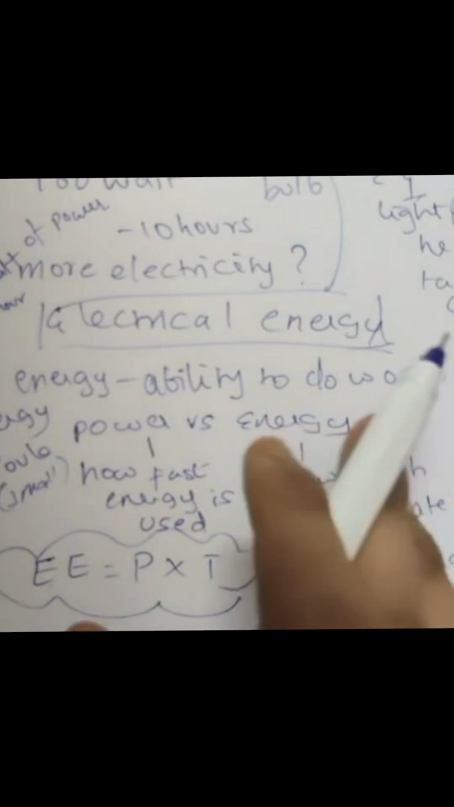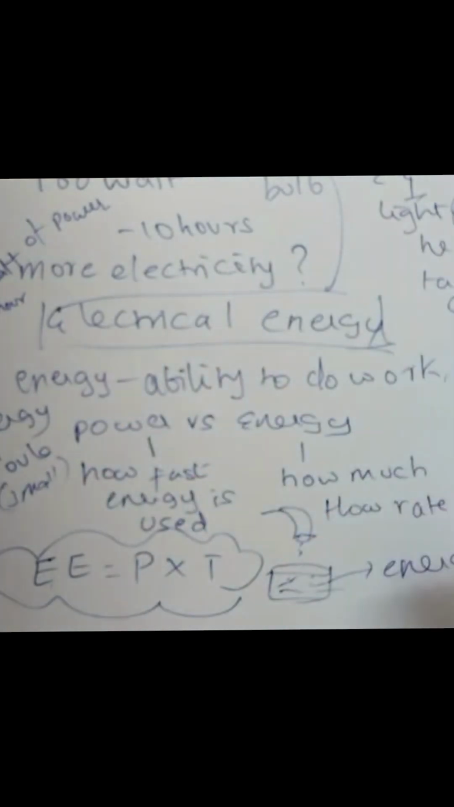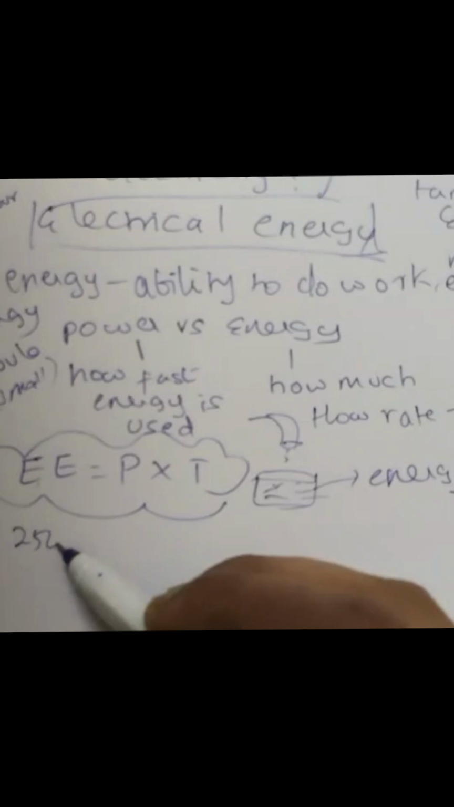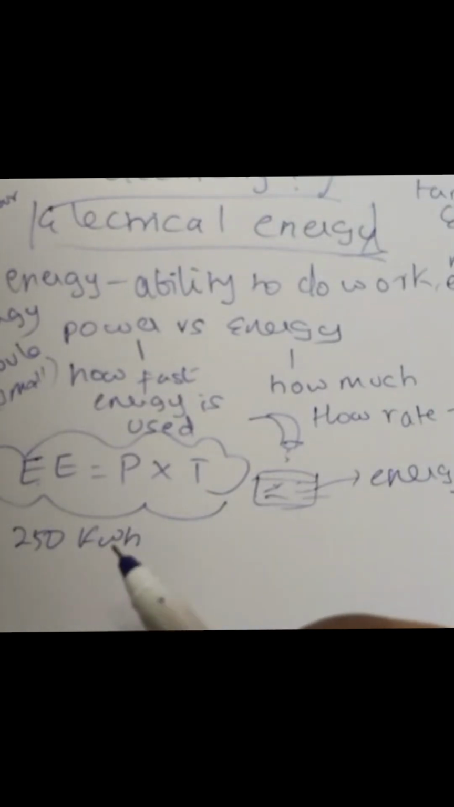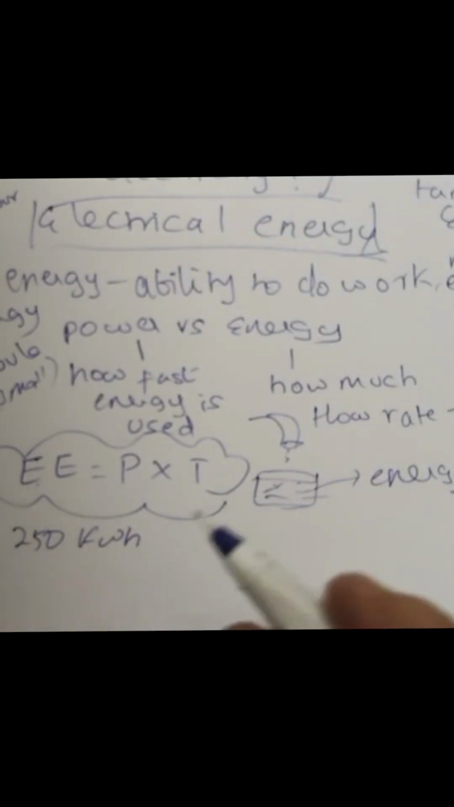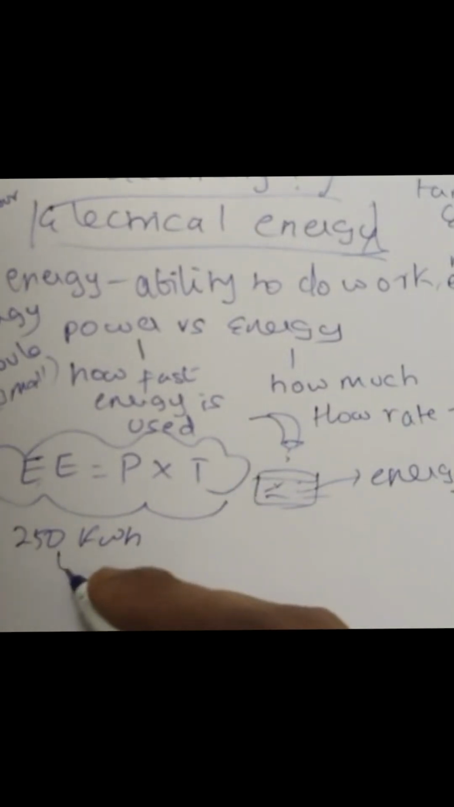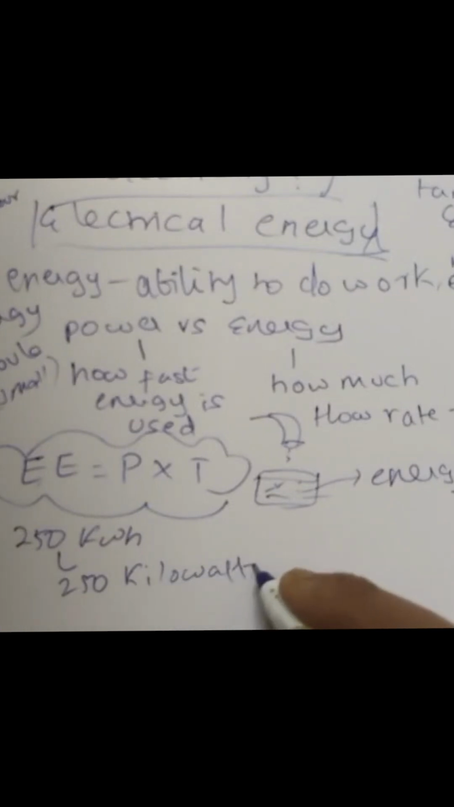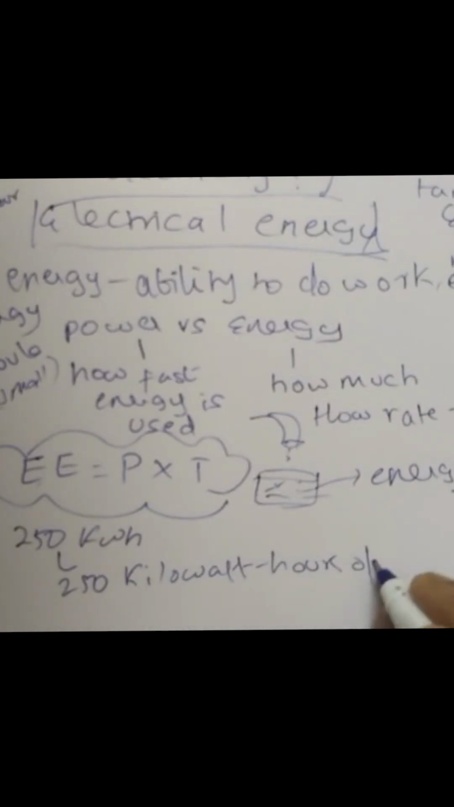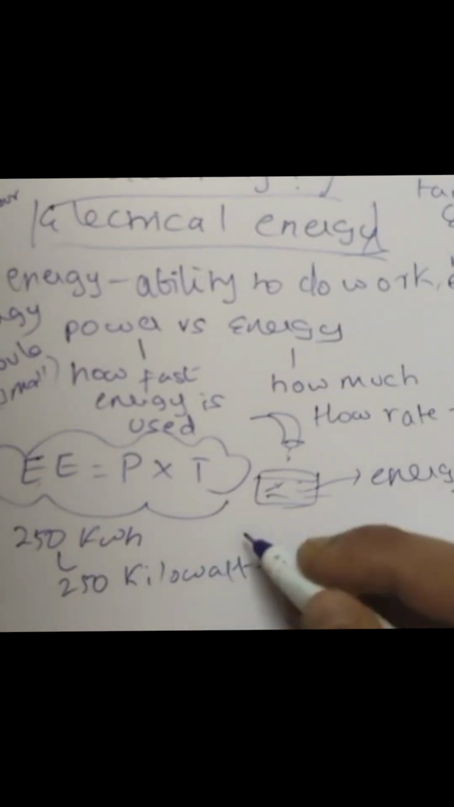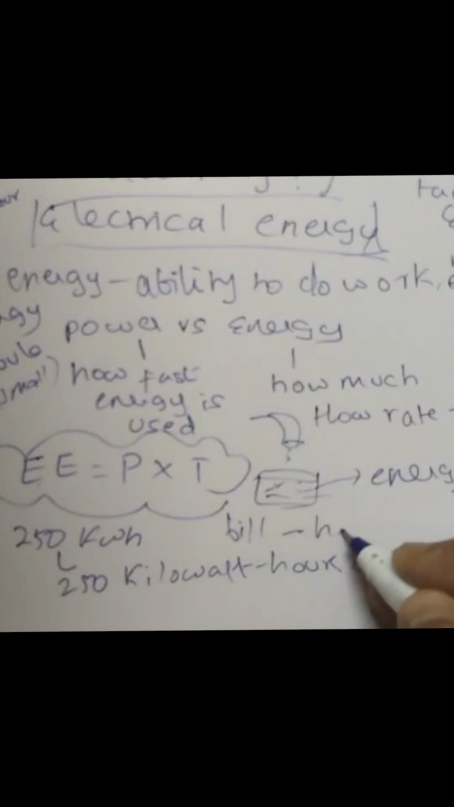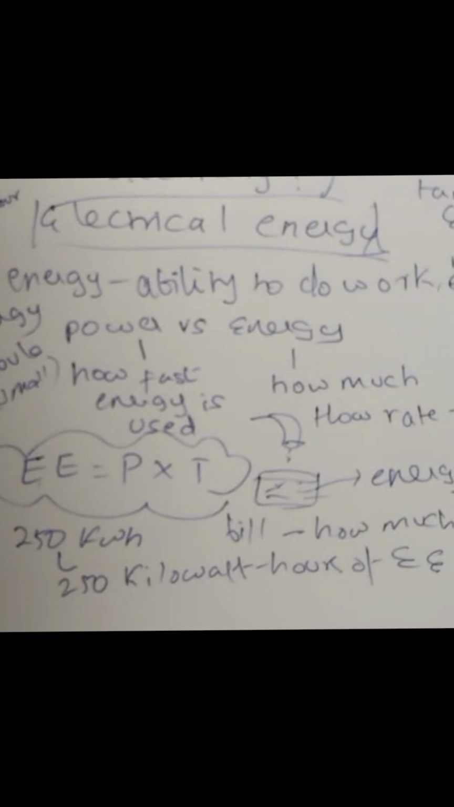So when your electricity bill says you have used 250 kilowatt hours, it means that your home consumed a total of 250 kilowatt hours of electrical energy during the billing period. The bill is based on how much energy is used, not simply the power rating.